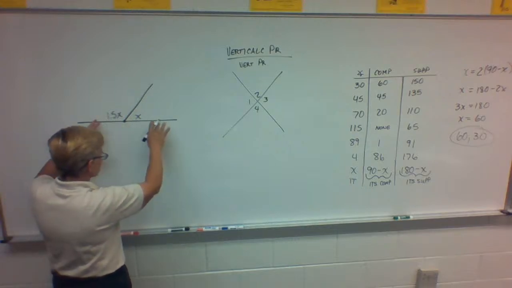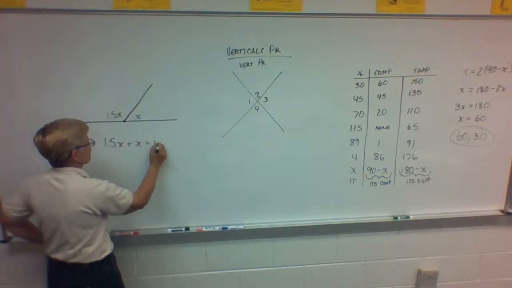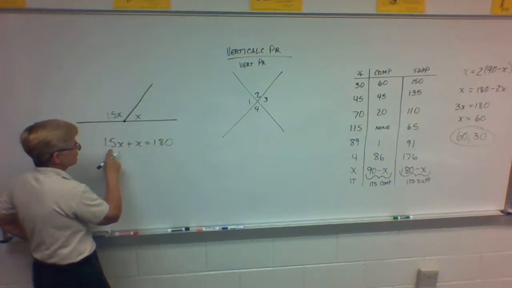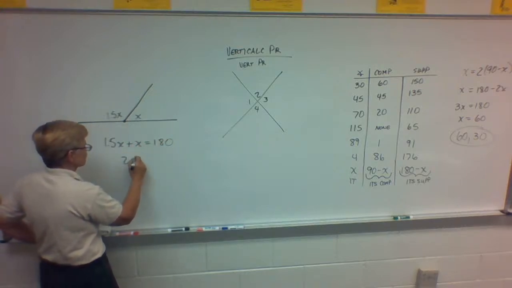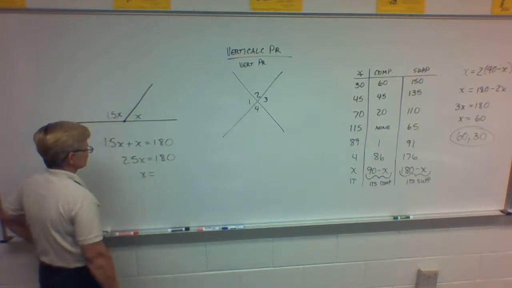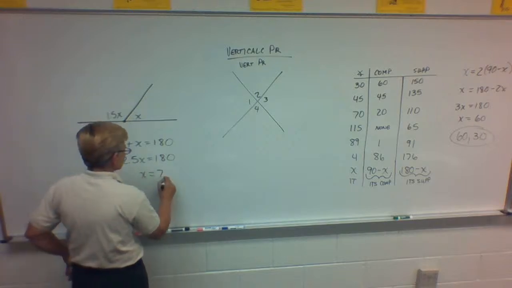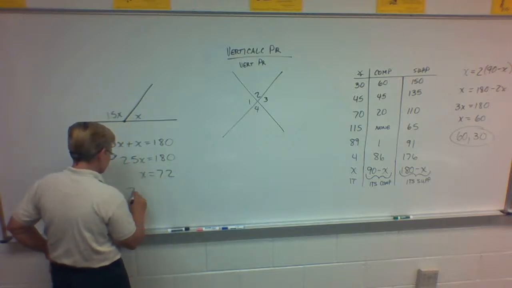And because linear pairs are supplementary, we have this equation. And 1.5 x's plus a whole x is 2.5 x's, so we're collecting like terms. And then if I divide, I don't know what that is, so I'm going to take 180 divided by 2.5. 72. So one of the angles is 72. What's the other one?